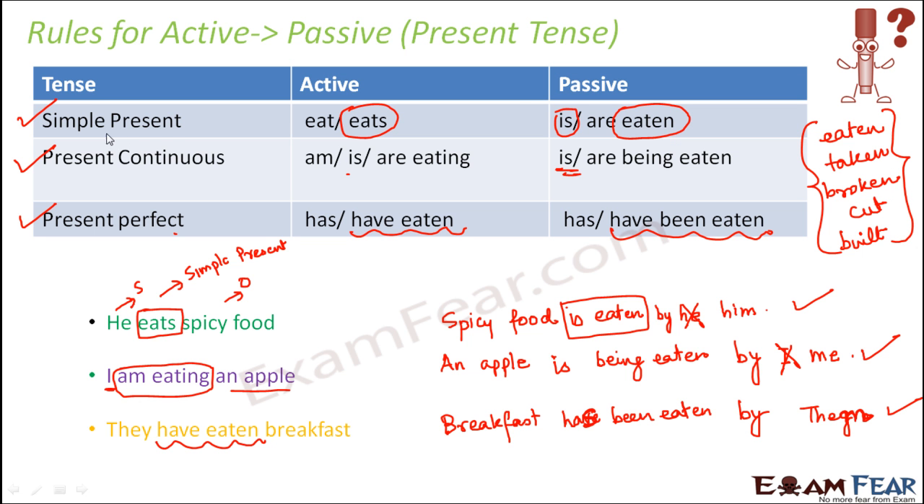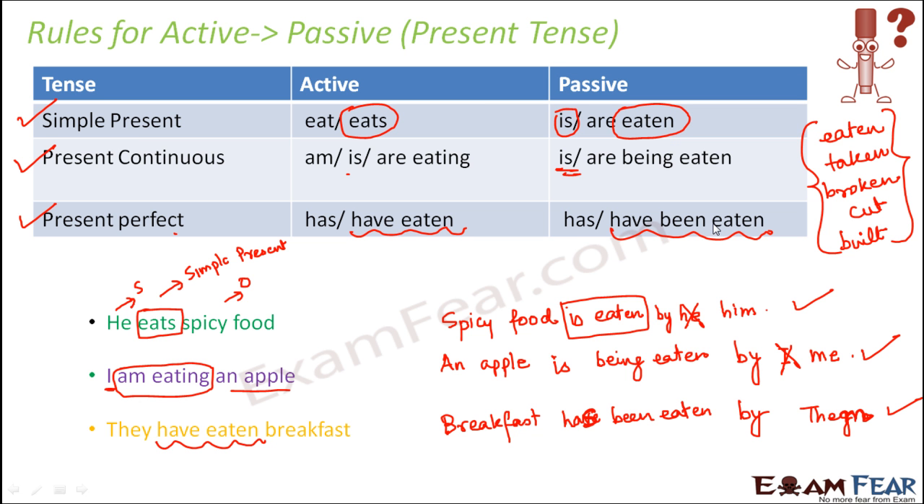Now depending on if it is simple present, then that past participle verb, before that you will have is or are, depending on whether you have a singular or plural object. In the present continuous form, you will have is or are being, again depending on whether the object is singular or plural. Again, in present perfect, you will have has been or have been, again depending on whether the object is singular or plural. So if the object is singular, it will be has been. If the object is plural, it would be have been.